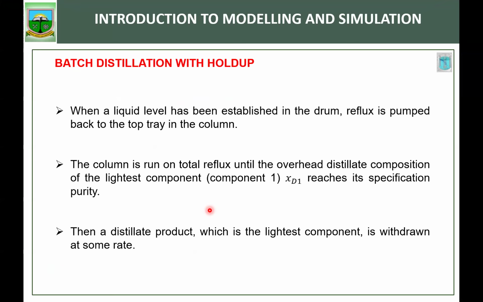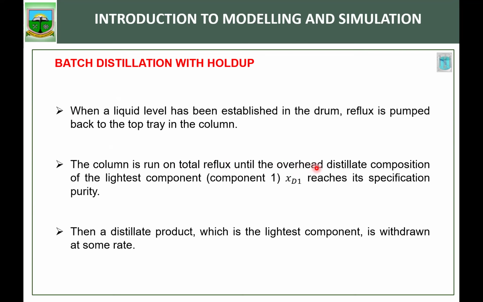So in this system, we are going to say that the total column is run on what we call total reflux. That's what I was saying. Complete reflux means that you don't just start withdrawing, you keep running the reflux because it's batch until you get a pure product, and then you stop. Then you now withdraw your product.